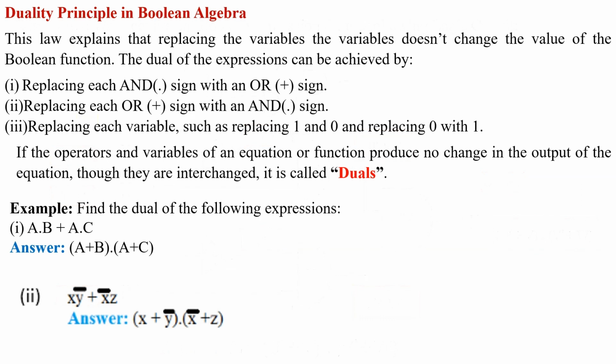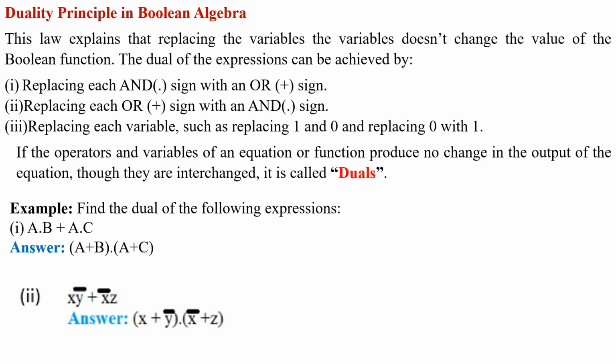Let's discuss the duality principle in Boolean algebra. This law explains that replacing the variables doesn't change the value of the Boolean function. The dual of the expressions can be achieved by, first point, replacing each AND sign with an OR sign. Second point, replacing each OR sign with AND sign. Third point, replacing each variable, such as replacing 1 with 0 and replacing 0 with 1. If the operators and variables of an equation or function produce no change in the output of the equation, though they are interchanged, it is called duals.